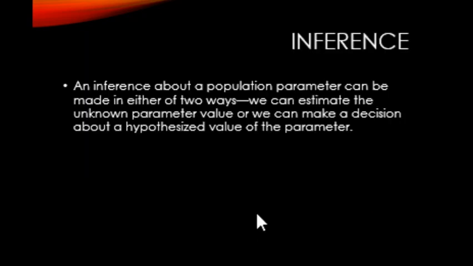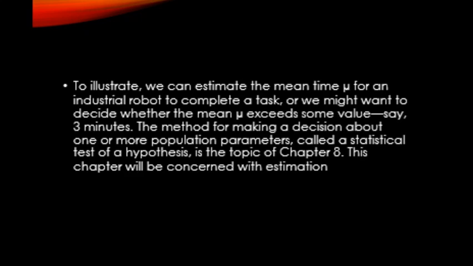Okay, so let's first talk about what inference is. When we are trying to make an inference about a population parameter, we can do it in two ways. We can either estimate the unknown value of the parameter, or we can make a decision about some hypothesis about the parameter. Let's look at an example to differentiate between the two.